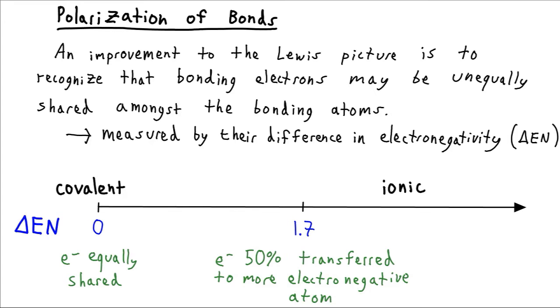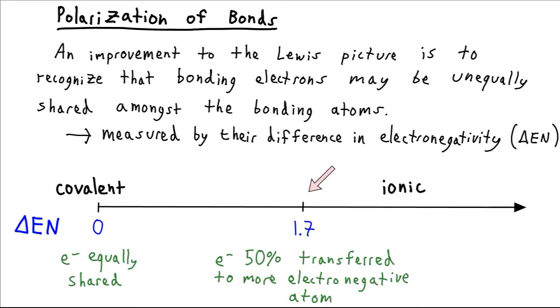So we're going to, first of all, break this into two broad categories. We have covalent bonds, where the electrons are equally shared. And so if the difference in electronegativity is 0, we definitely have a covalent bond. Now, as the difference in electronegativity increases, by about when we get to a difference of 1.7, our bond now has 50% ionic character. So the electron has been 50% transferred between one of the atoms and the other atom.